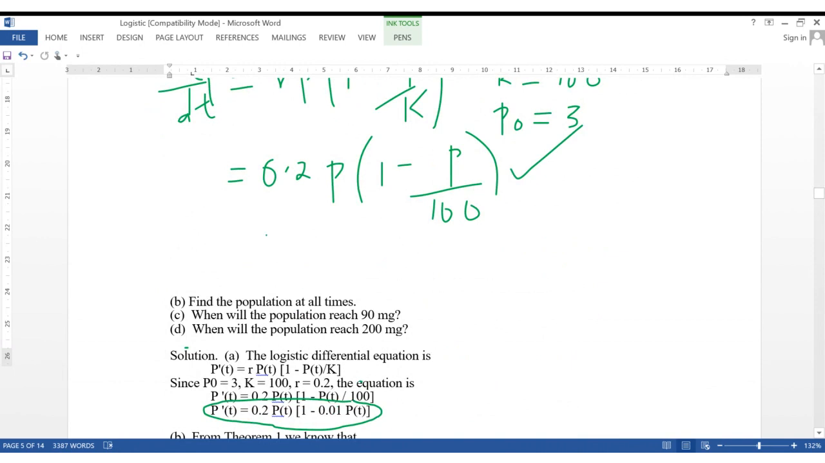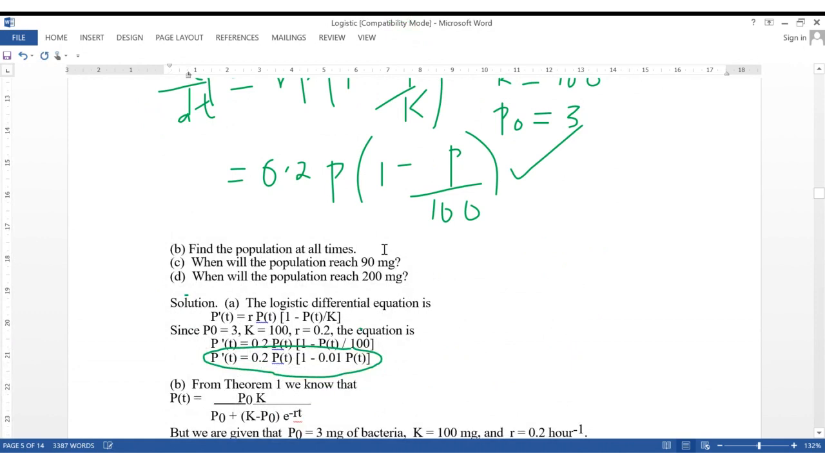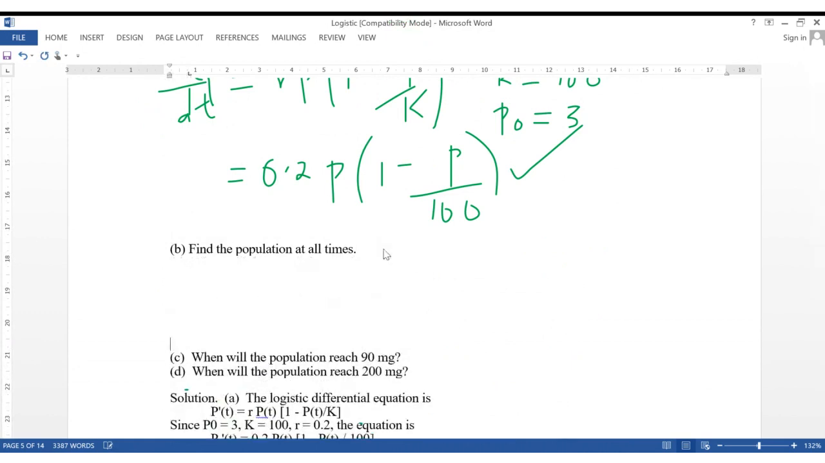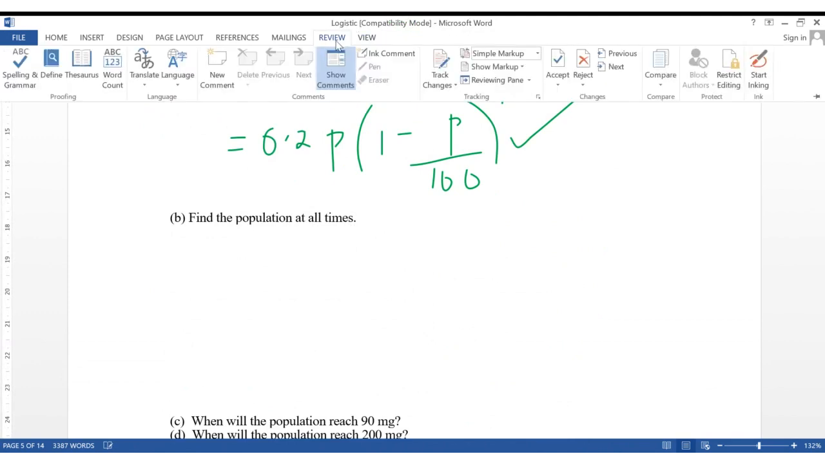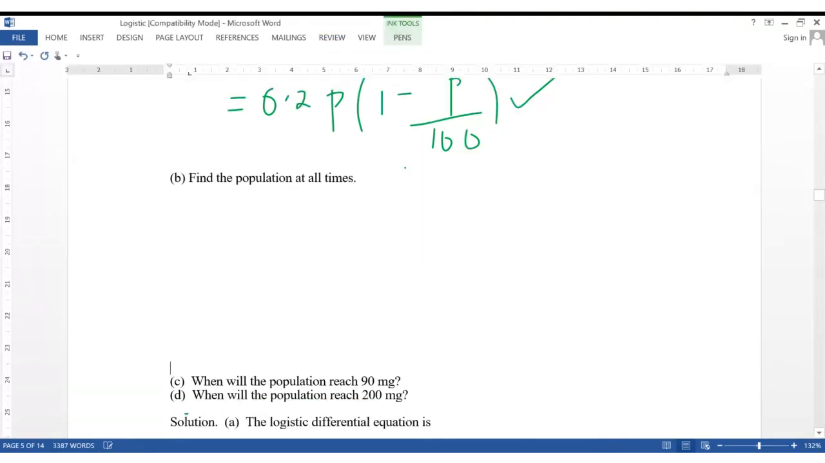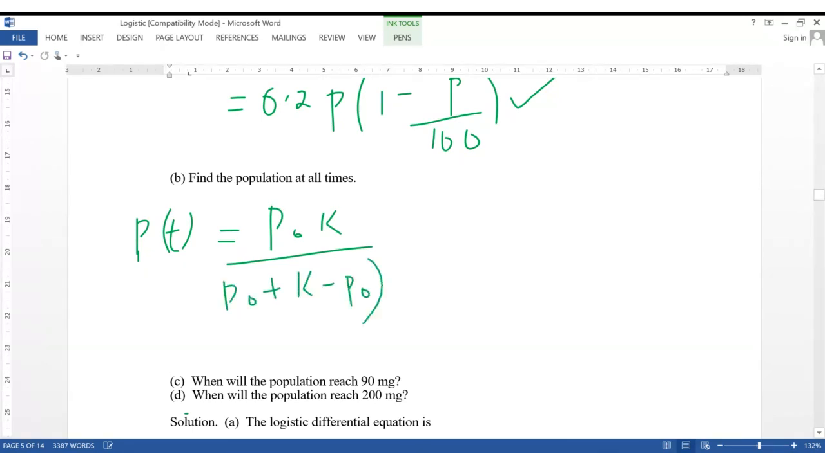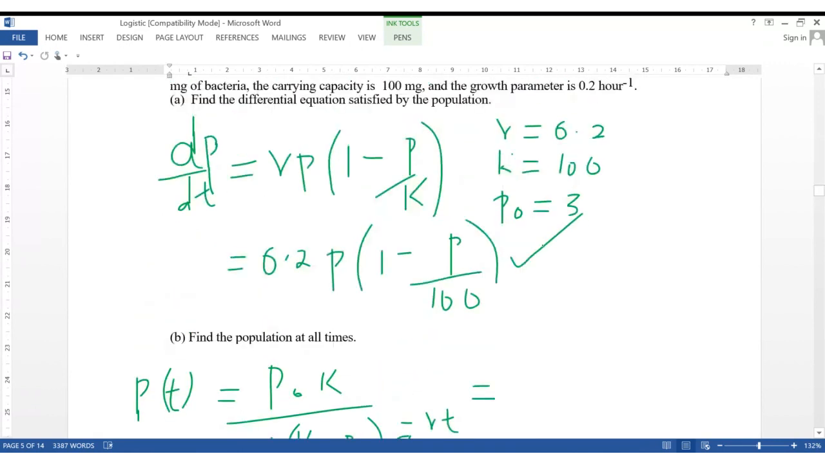The second thing, we get the population at all times. Again we go back to the formula, the population at any time. The population P(t) was given by P naught times K, all over P naught plus (K minus P naught) times exponential negative rt. Our P naught, we have already been given, is 3.